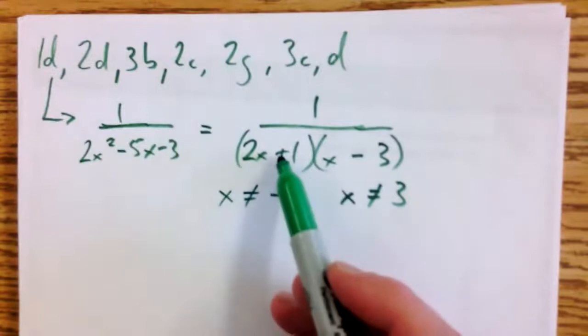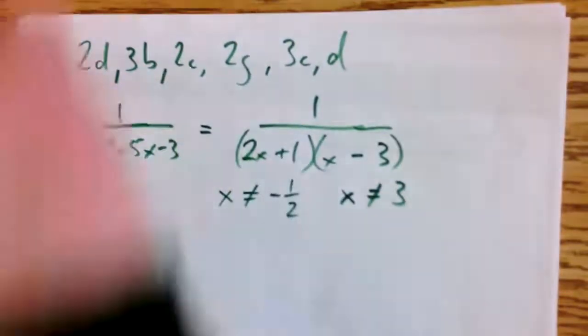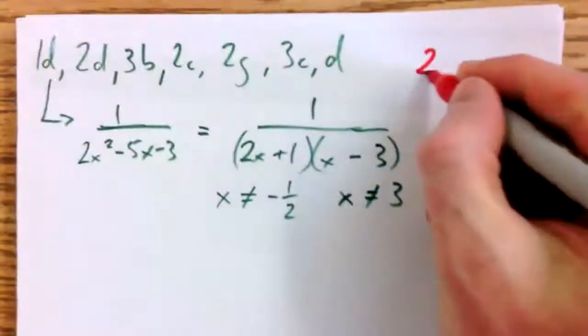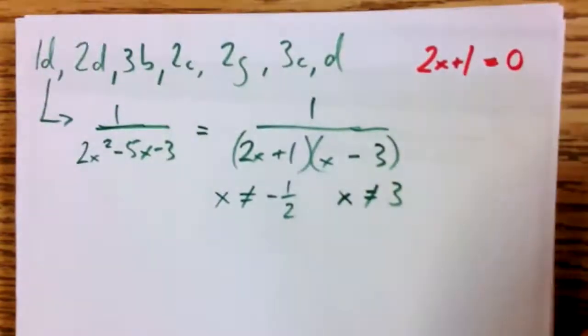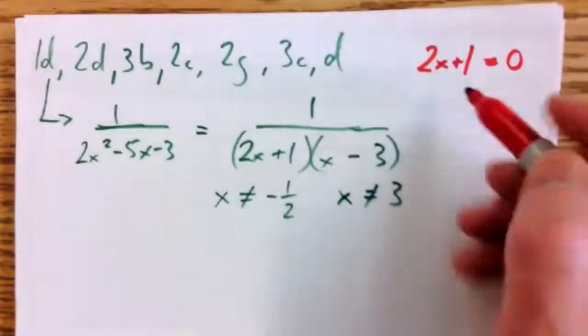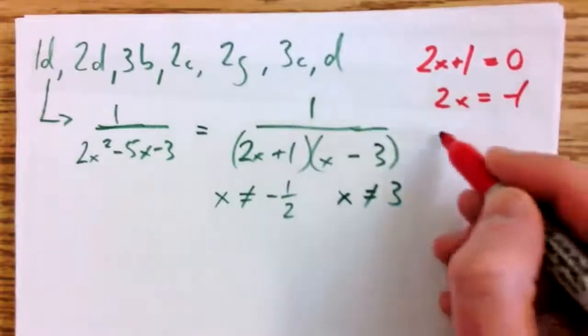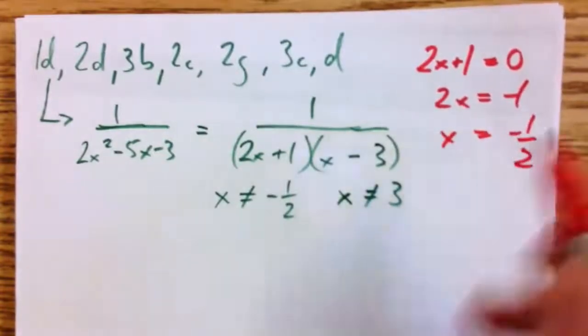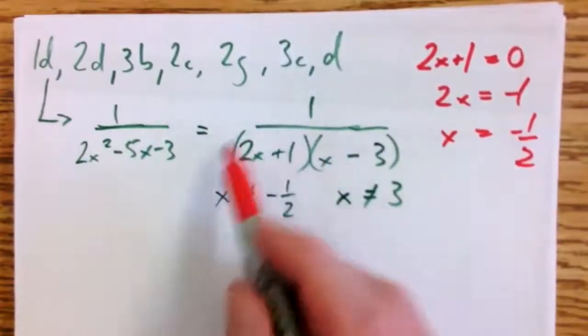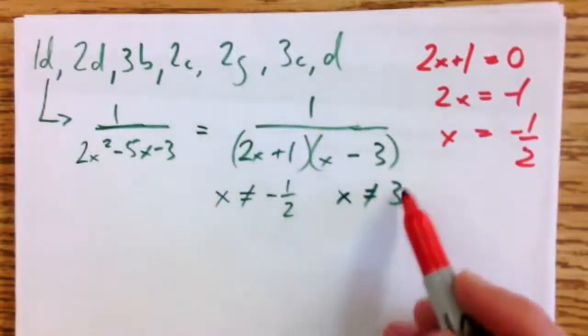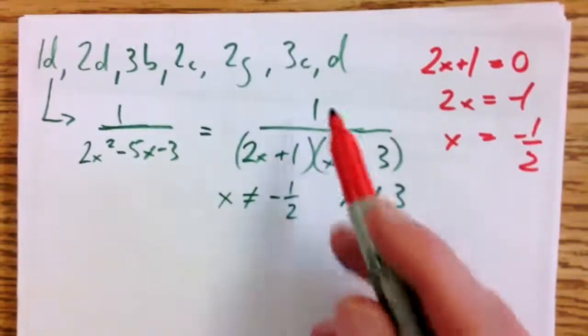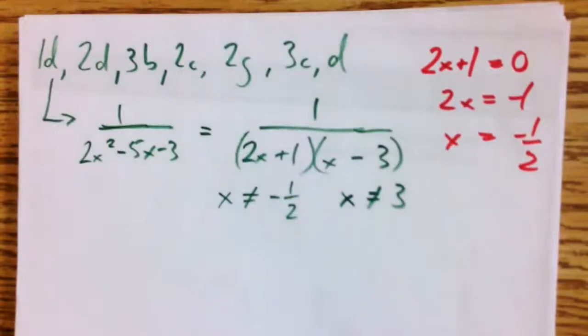And if you're not sure how I did that, think of 2x plus 1 equals 0, and then solve for x. 2x equals negative 1, x equals negative a half. So if x were negative a half, then what's in the brackets here would be 0. If x equals 3, what's in the brackets here would be 0. Both of those would make it an undefined function.